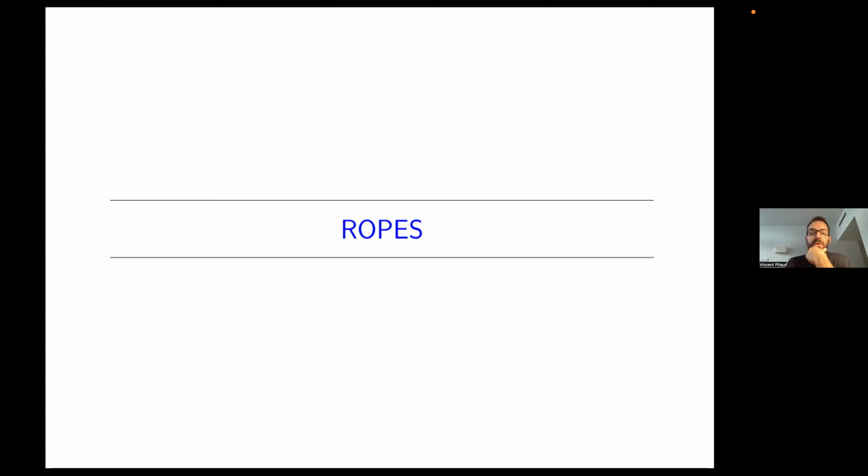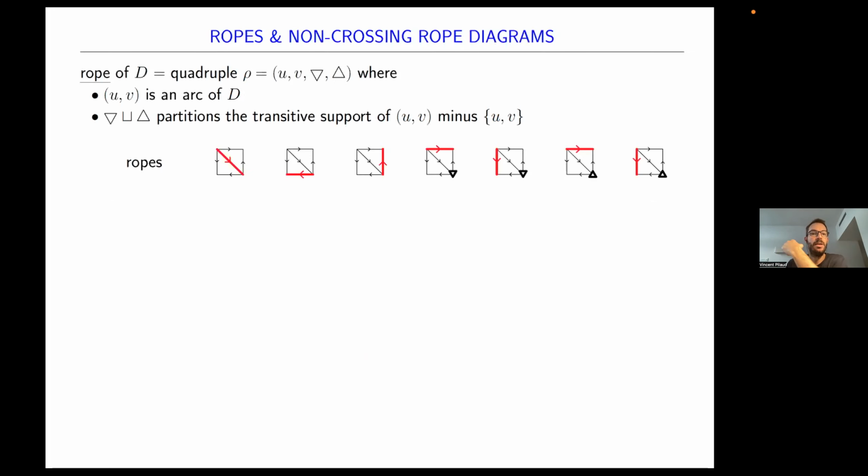I would love to call them arcs, but the arcs in the directed graphs are already taken, so I call them ropes. So a rope is just a quadruple. It's two vertices, U and V, and then two subsets of vertices which partition the transitive support of UV. So what does that mean? The transitive support means all the vertices that you can pass through in a directed path from U to V.